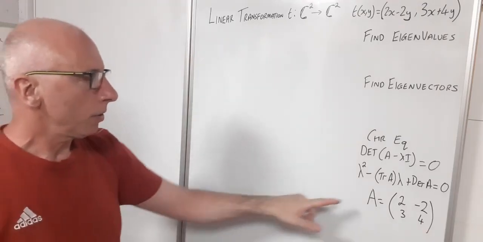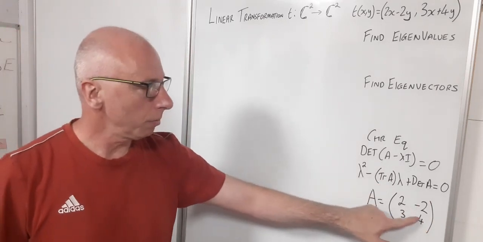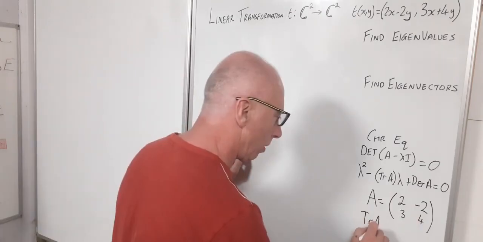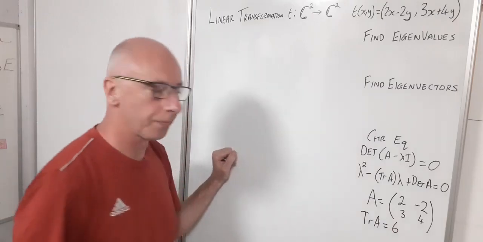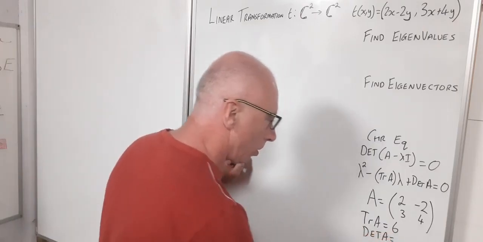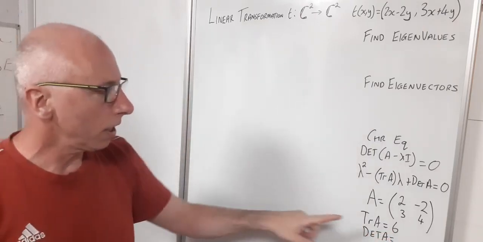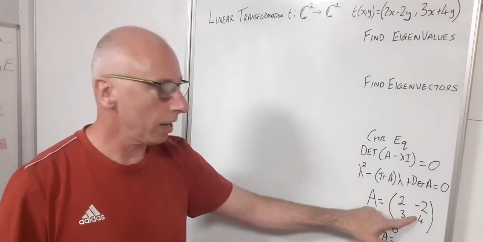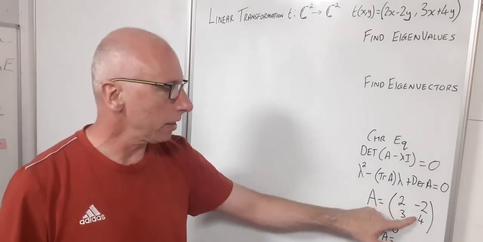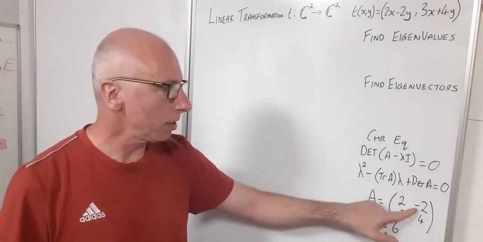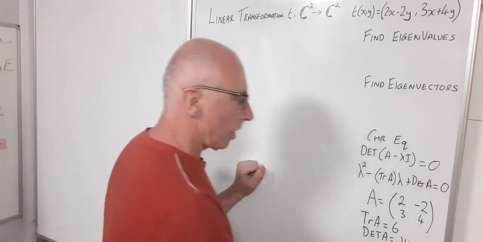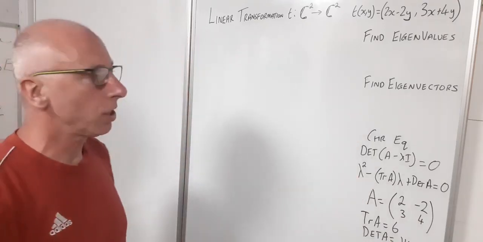Now the trace of A is just the sum of the diagonals, so therefore the trace of A equals 6. The determinant of A on a 2 by 2 matrix is these two multiplied together, subtracted from these two multiplied together. So 2 fours are 8, and then subtract minus 6, which gives us 14. So that's our building blocks for this equation.